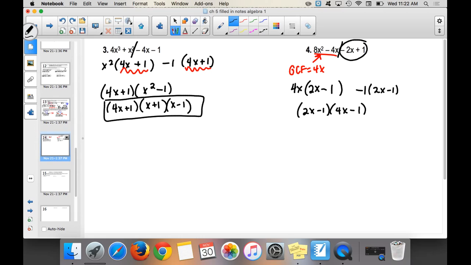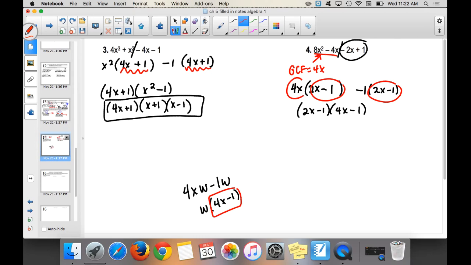The reason this works is because you know how, let's say I had 4xw minus 1w. You know how to do the GCF thing there, right? What would the GCF of this be? What do they have in common? What variable? W. And you'd be left with 4x minus 1. That's the same thing that we're doing here. This is kind of like our w. We pull the w to the front, and inside parentheses we write 4x minus 1. Okay, that's all we're doing. It's exactly the same. So we factor the common factor to the front.